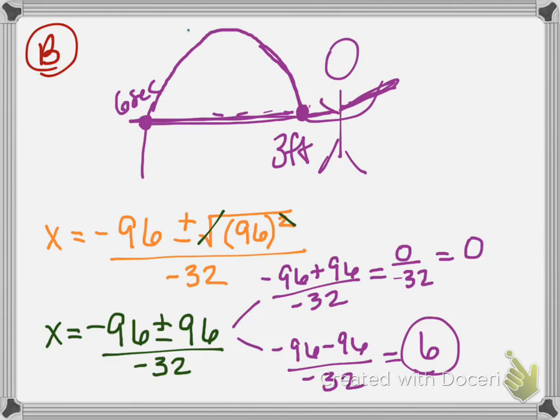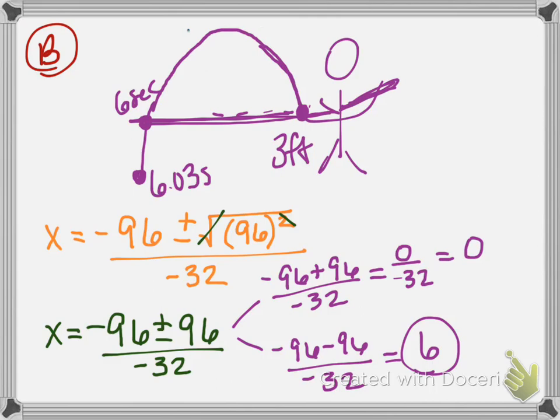We found out in A when it hit the ground, and that was at 6.03 seconds, which pretty much makes sense because 3 feet is not that far off the ground. So it only takes an extra couple hundredths of a second to hit the ground.